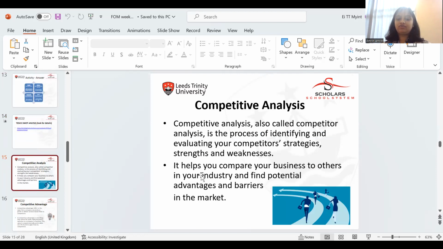Now, competitive analysis. What do you mean by competitive analysis? It's a process of identifying and evaluating your competitors' strategies, strengths, and weaknesses. If you think there are some competitors in the market from your field, you can evaluate their strategies, strengths, and weaknesses. In that way you can improve. It helps you compare your business to others in the industry and find potential advantages and barriers in the market.